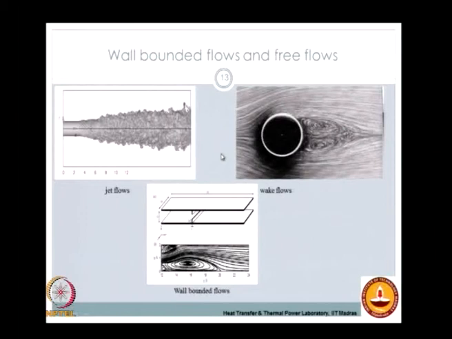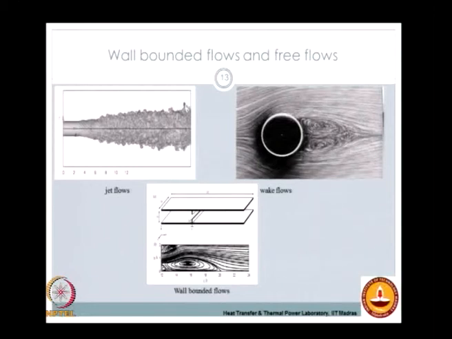There are many other classifications, so I am highlighting here all the important classifications of heat transport based on the flow classification. Once again, you can look at convective heat transport depending on whether you are talking about a wall bounded flow or a free flow.